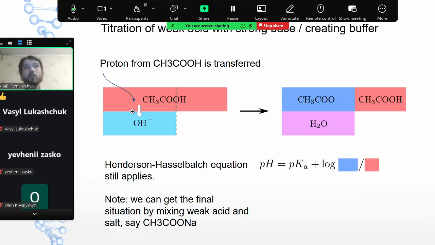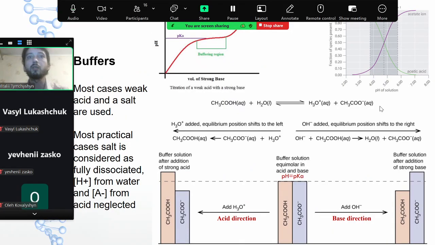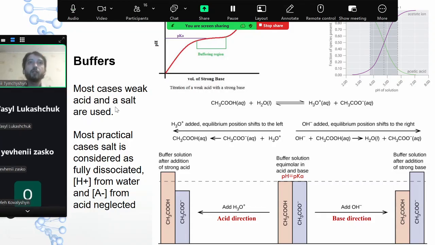So please remember, the last problem at home will be based on something like this. You will need to calculate how much acid was transformed into this form, how much is left, and use Henderson-Hasselbalch. So, buffers. In most cases we use a weak acid and a salt, and in most practical cases we suppose the salt is fully dissociated. Here is an example.